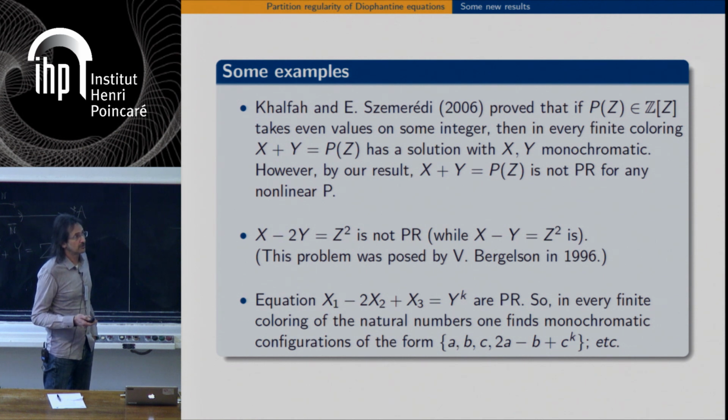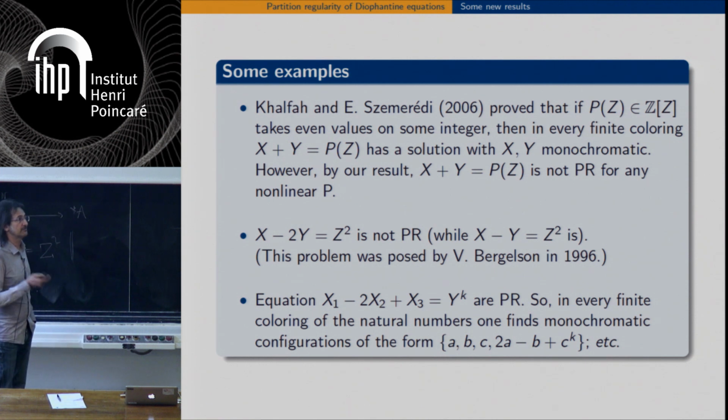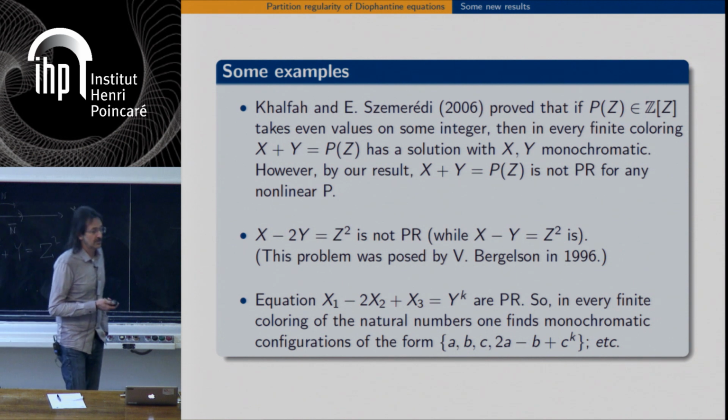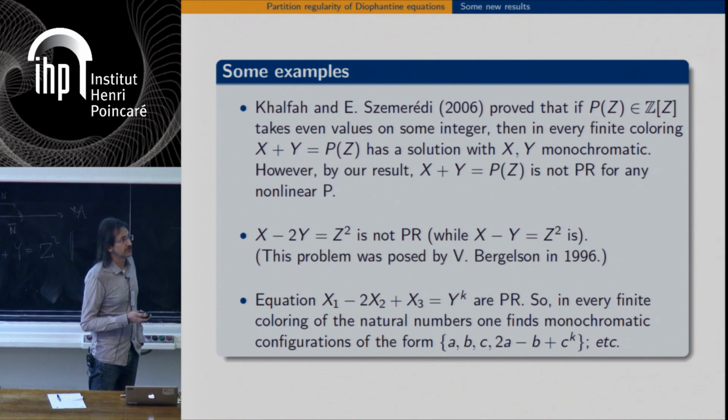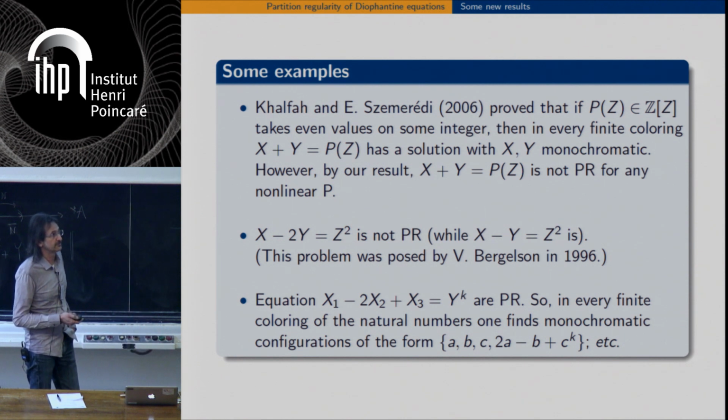And we have several examples that one can have. And as I mentioned, some of the known results can be recovered as corollaries of these general results. For instance, the equation x minus 2y equals z squared, and so forth.